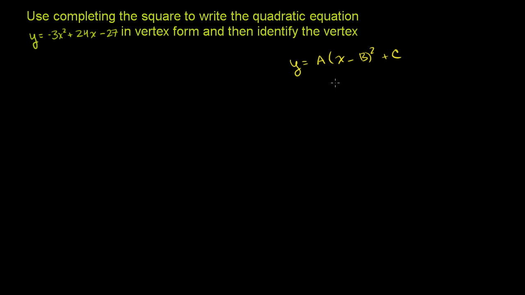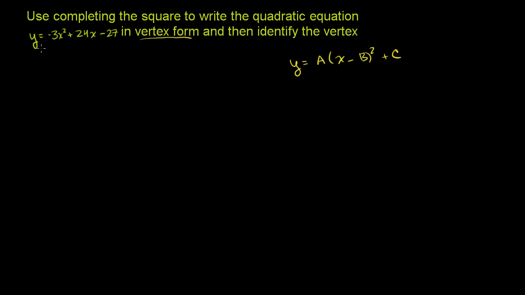This is vertex form. And once you have it in vertex form, you'll see that you can identify the x value of the vertex as what value will make this expression equal to 0. So in this case, it would be b. And the y value of the vertex, if this is equal to 0, is just going to be c. And we're going to understand why that is the vertex, and why this vertex form is useful. So let's try to manipulate this equation to get it into that form.